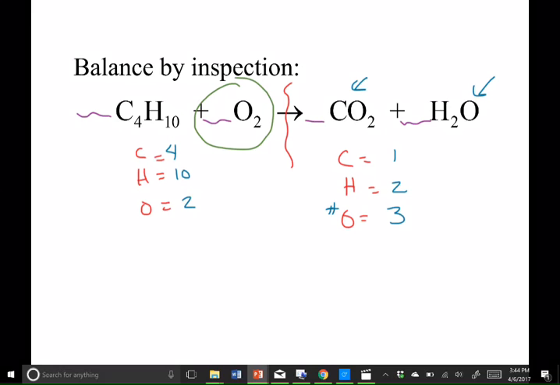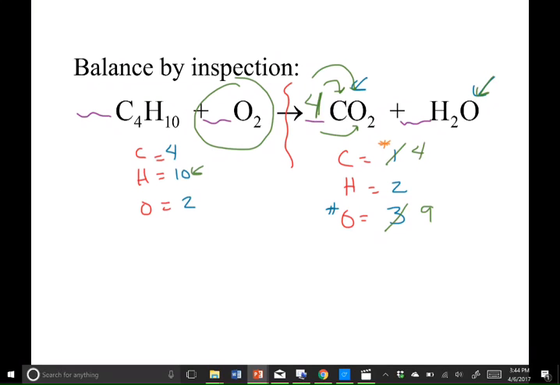So let's see. I have 4 over here. How do I get 4 carbons here? Well, if I put a stoichiometric coefficient of 4 in front of the CO2, then I have to update my carbons and my oxygens. So yep, that gave me 4 carbons, and how many oxygens do I now have? Don't forget the oxygen over here. So the number of oxygens is 4 times 2, 8, plus 1. I'm liking 9. I've got 9 oxygens. Very good.